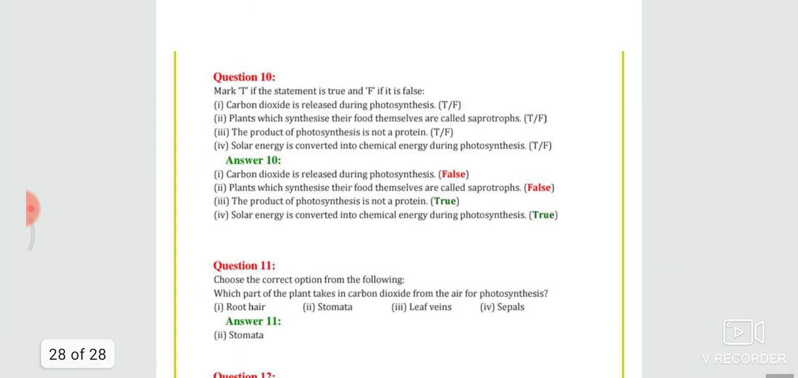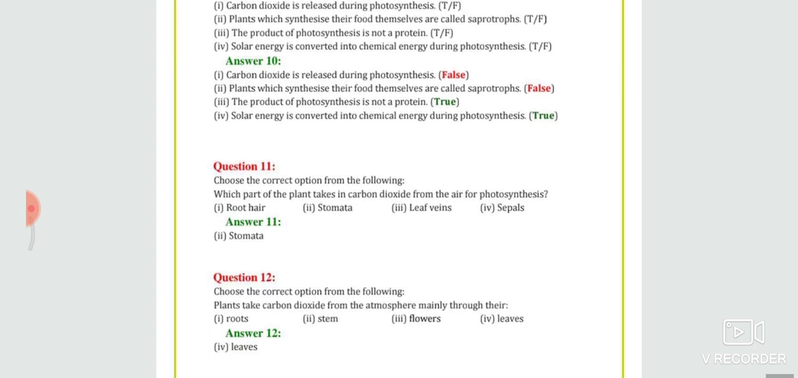Okay, students, then true or false are given. Carbon dioxide is released during photosynthesis. No, because oxygen is released, so that is false. Second one: plants which synthesize their food themselves are called saprotrophs. That is also false because they are called autotrophs. Third one: the product of photosynthesis is not a protein. Very good, because it is carbohydrate. Solar energy is converted into chemical energy during photosynthesis is correct. So true.